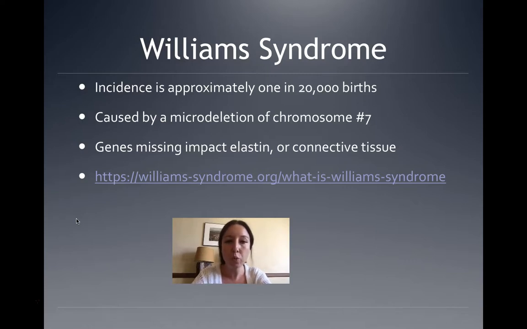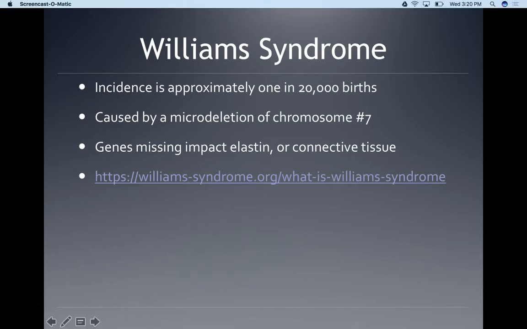And now we're going to get into Williams syndrome, and this is an even more rare disorder. It occurs in approximately 1 in 20,000 births. It's caused by a microdeletion of chromosome number 7, and the gene missing impacts elastin, or connective tissue. And so now you guys are going to watch a video that explains Williams syndrome.